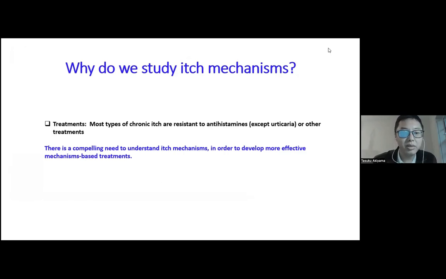Currently, most types of chronic itch are resistant to antihistamine. Only hives can be treated with antihistamine. So there's a compelling need to understand itch mechanisms in order to develop more effective mechanism-based treatment.